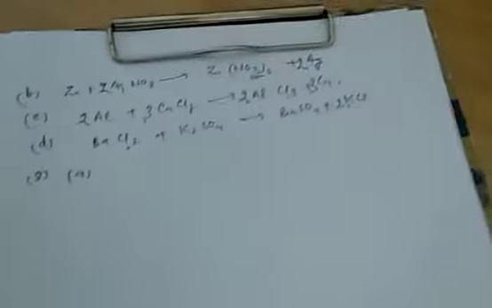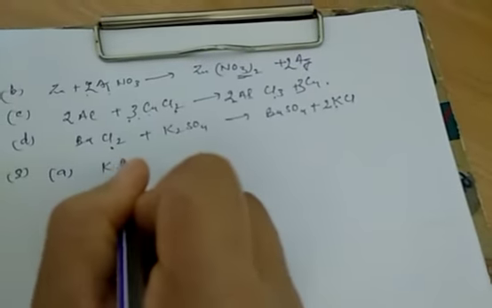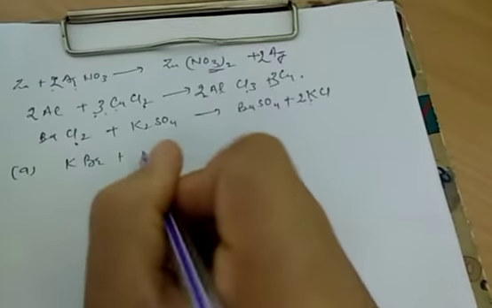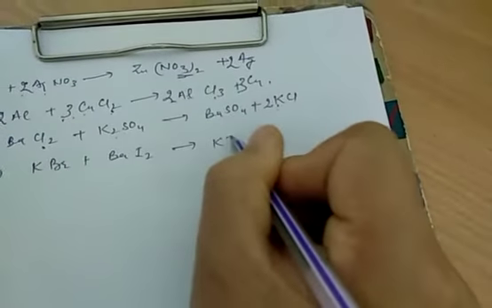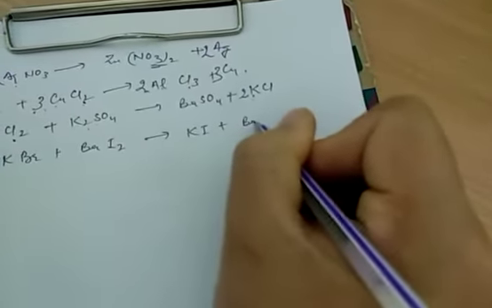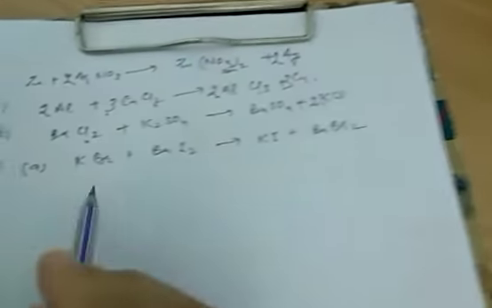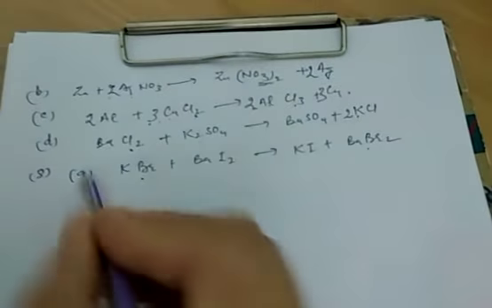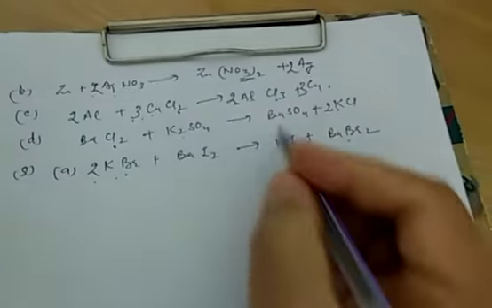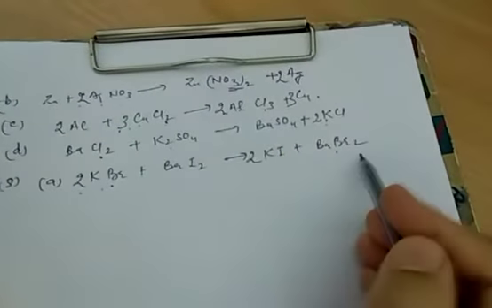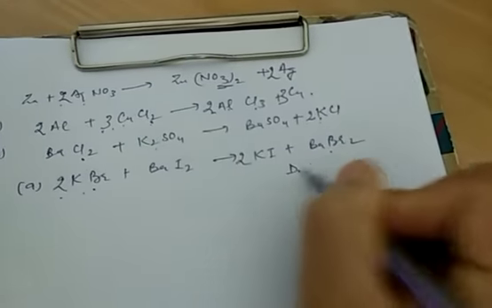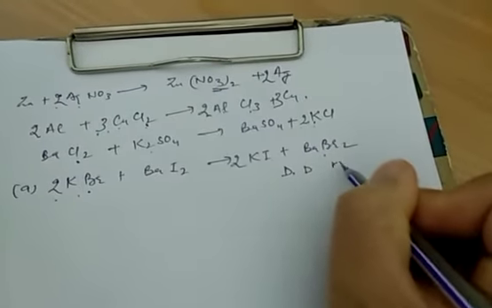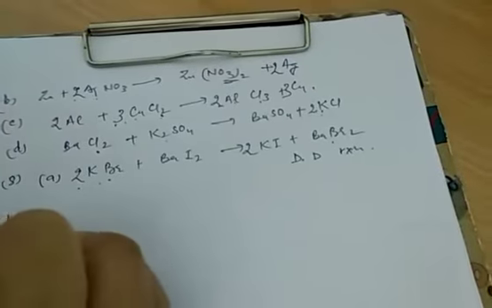A: Potassium bromide KBr plus barium iodide BaI2 changes into KI plus barium bromide BaBr2. Now Br 1, Br 2, so it should be 2. Now 2K, so it should be 2. Now the reaction is balanced. Here exchange of ions takes place, so what kind of reaction is this? Double displacement reaction.